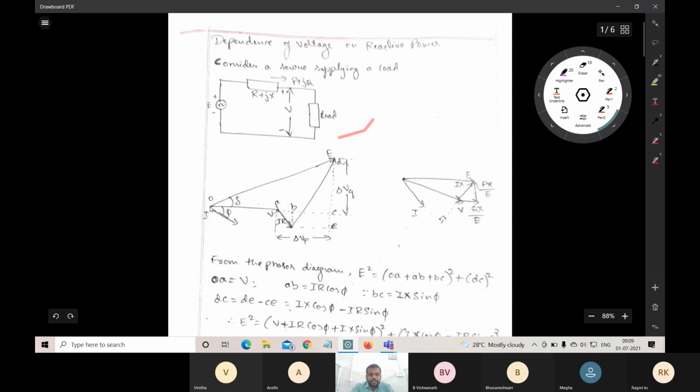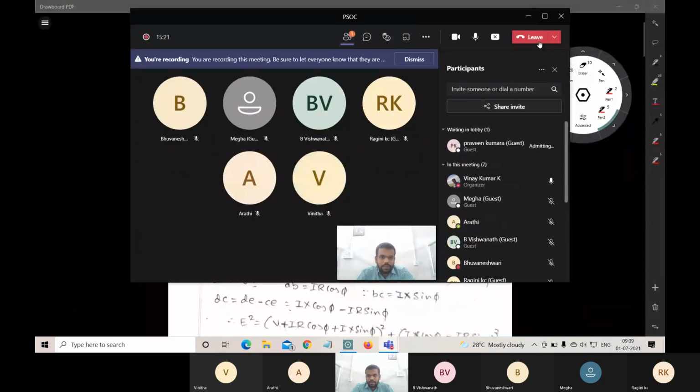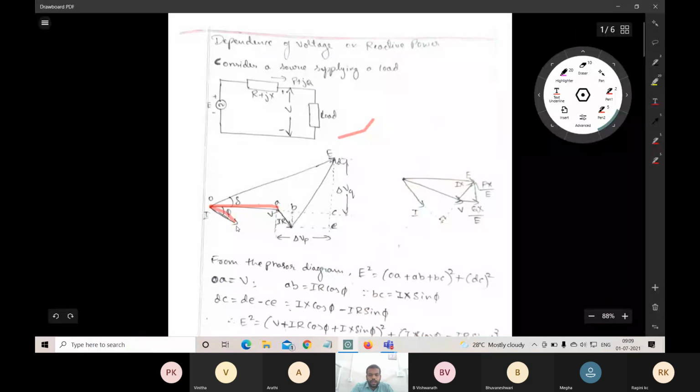First, consider the voltage signal. Draw the voltage line. Since the current is lagging in nature, draw the current axis at an angle phi. So this is the current lagging the voltage.